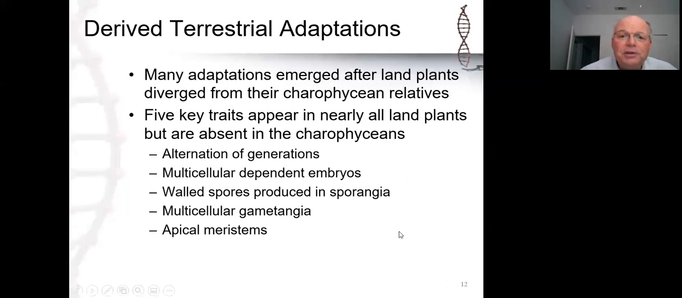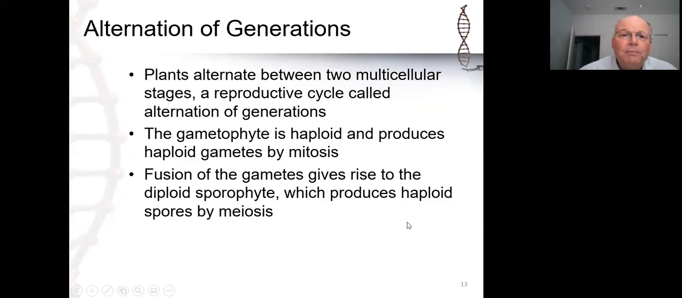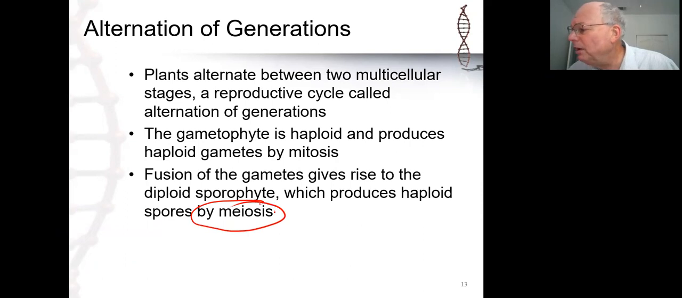So let's take a quick look at each of these so that you can see a little bit more detail. So the alternation of generations is this idea of going between two multicellular stages, one being haploid, one being diploid. We have to remember that the product of meiosis is not the gametes, it's the spores produced by the sporophyte. So meiosis gives rise to spores. Okay? Meiosis gives rise to spores. And that takes place in the sporophyte, which is itself diploid. The gametophyte is the product of the germination of the spores.